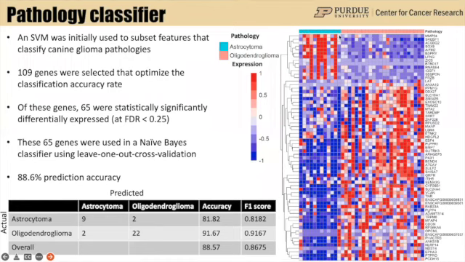This heat map just shows these 65 genes. And then we used hierarchical clustering to cluster the rows. And basically you can see in these 65 genes that there are differences in gene expression profiles that are obviously visible between the pathologies. So between astrocytomas, which are shown on the left with the blue annotation bar above, and the oligodendrogliomas shown in pink.